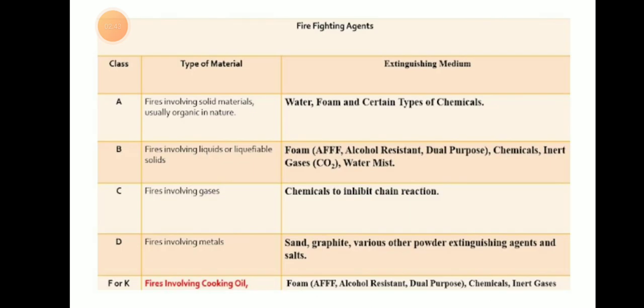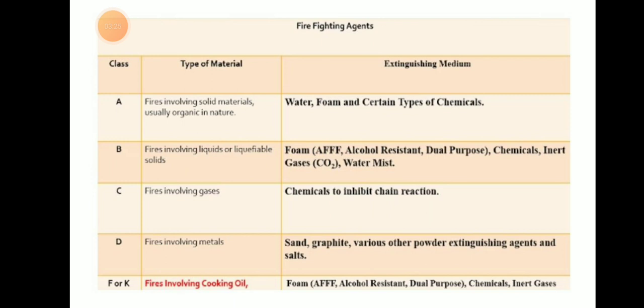Then firefighting agents, let's see. For a class A fire, that is fire involving solid material, usually carbonaceous material, the extinguishing medium will be water, or we can use foam or certain types of chemicals. For a class B fire, involving liquid or liquefiable material, we can use foam, that is AFFF, aqueous film forming foam, or alcohol resistant or dual purpose foam. We can also use chemicals or inert gas, mainly CO2, or water mist for class B fire, that is flammable liquids or liquefied solids.